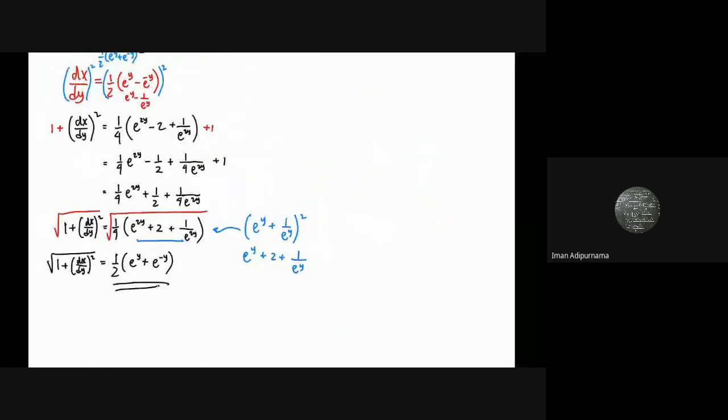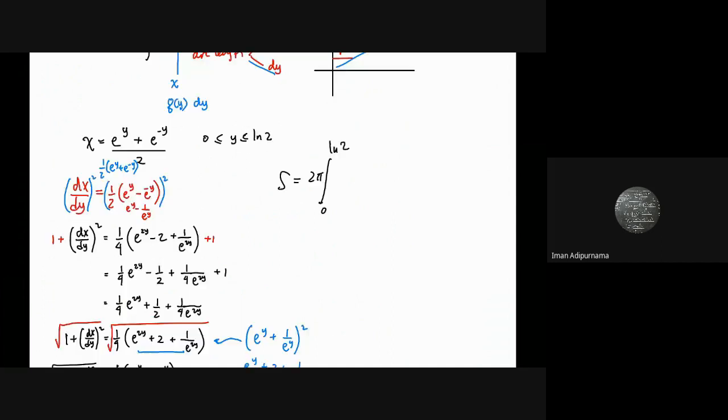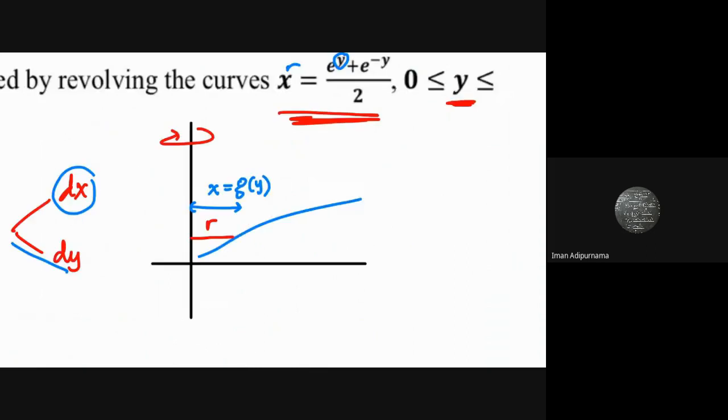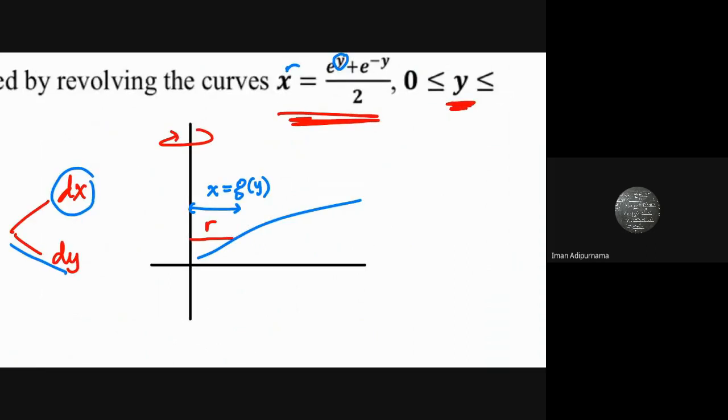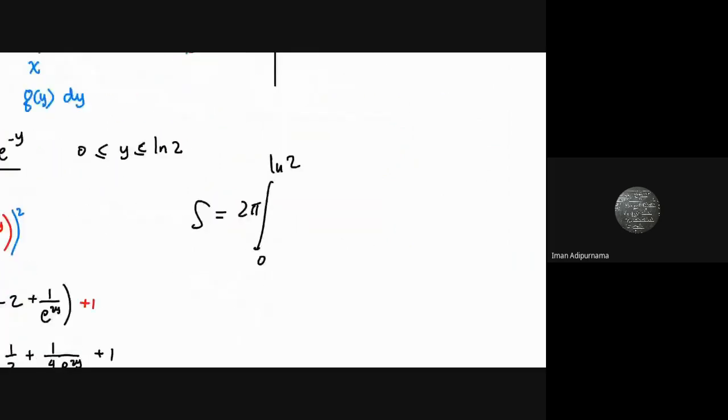The arc length. So the surface area will be 2 pi integral from 0 to ln2. That is for y, right? That's the more reason that we need to keep it in y instead of changing to x. If you change to x, then you need also to change the endpoints, right?